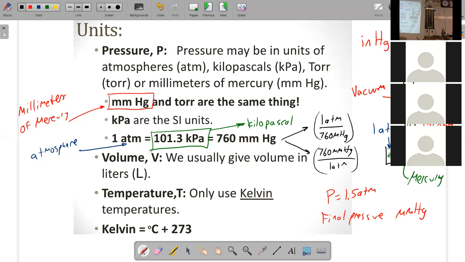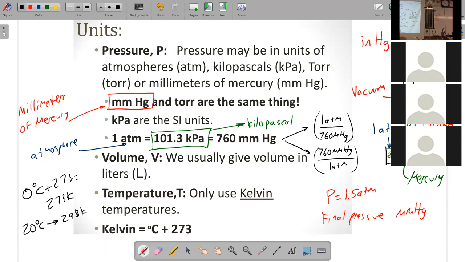So pressure can be any of these 3 units: atmosphere, kilopascal, millimeters of mercury. Volume could be a bunch of different things: liters, milliliters, cubic meters. It doesn't really make a difference. Temperature must always be in Kelvin. So for the freezing point of water, 0 degrees Celsius, to get that into Kelvin, you just add 273. So that's 273 Kelvin. Room temperature is about 20 degrees C, so that's about 293 Kelvin.